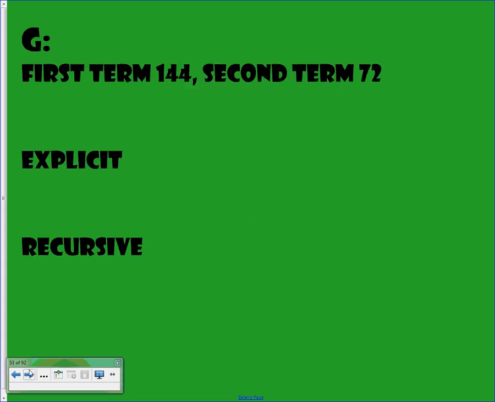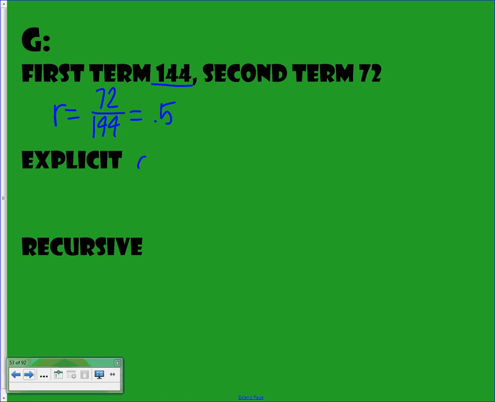Geometric means multiply. Okay, example G, if a geometric sequence has a first term of 144, the second term of 72, write the explicit and recursive formulas. Okay, so for both things, I need the first term, which they give me, and then I need my ratio. So my ratio was found by doing the second term divided by the first term. Okay, make sure that you are remembering to do that, maybe backwards in your brain. Second divided by the first, not the other way around. That's a common mistake. Your constant ratio then here is 0.5. Okay, so you're multiplying by a half each time.